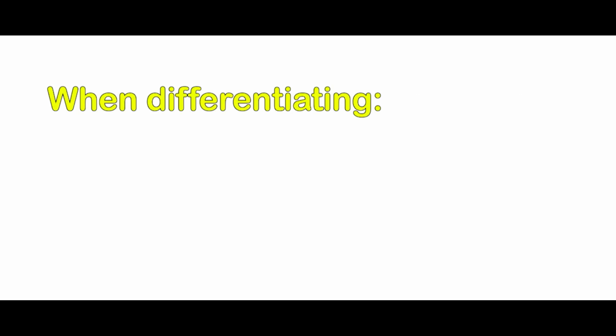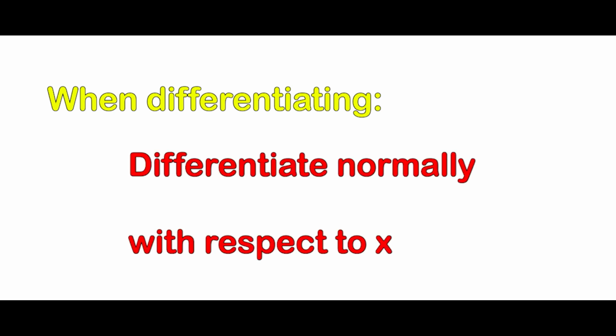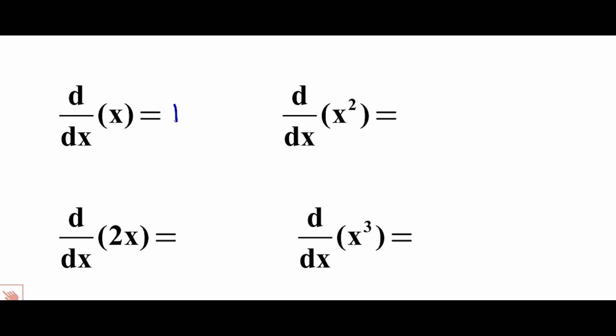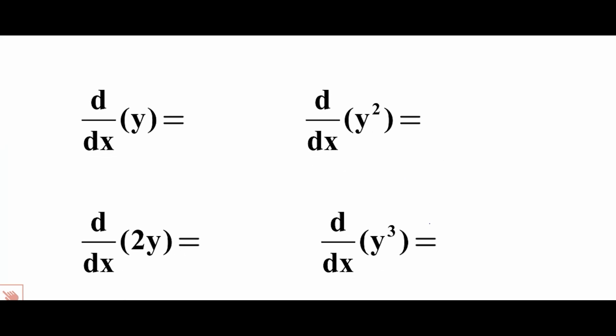When differentiating, differentiate normally with respect to x. For example, the derivative of x is 1, the derivative of x squared is 2x, the derivative of 2x is 2, and the derivative of x cubed is 3x squared. Just that, okay? But every time you differentiate a term involving y, multiply by dy/dx because of the chain rule. For example, the derivative of y is not equal to 1. First differentiate inside and then multiply by dy/dx.